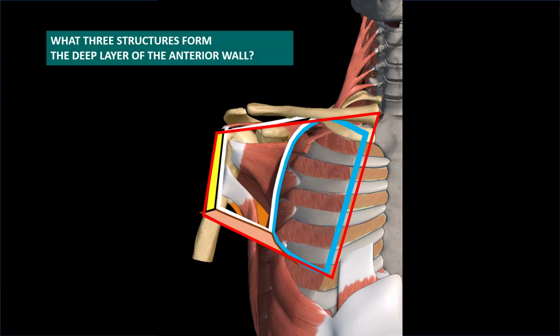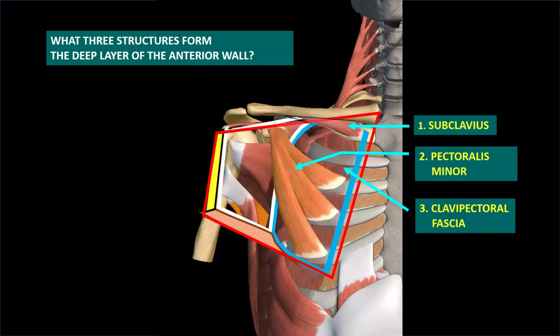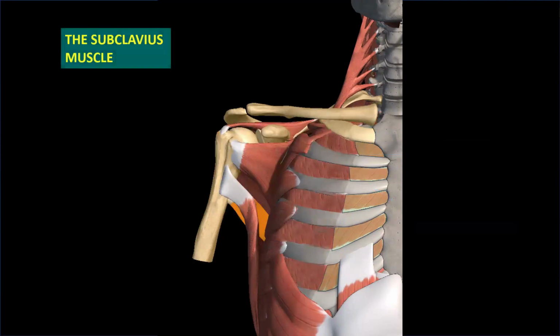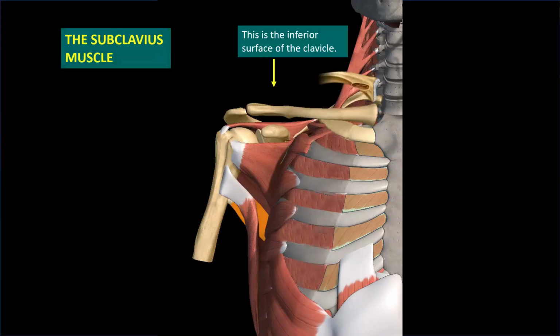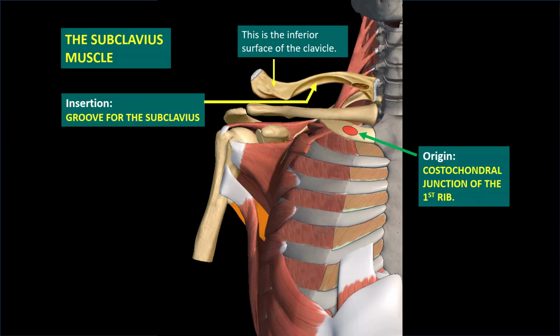What 3 structures form the deep layer of the anterior wall? 1. The subclavius. 2. The pectoralis minor. 3. The clavipectoral fascia. The subclavius muscle. This is the inferior surface of the clavicle. Origin: from the costochondral junction of the first rib. Insertion: at the groove for the subclavius. Let's insert the subclavius.